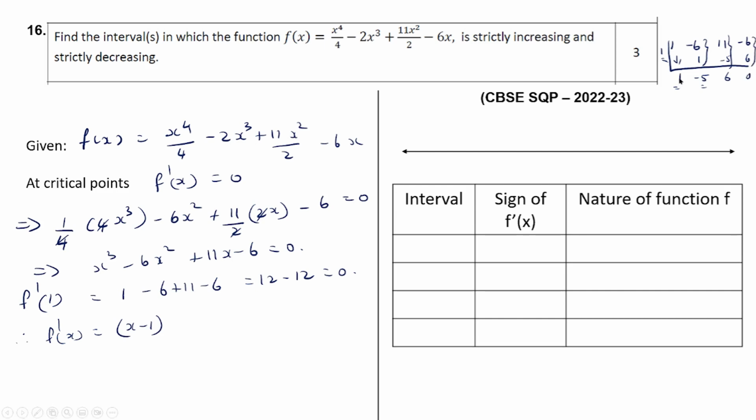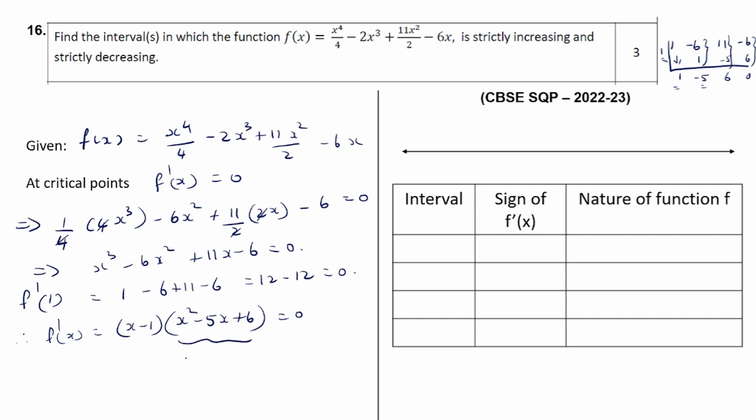Now this represents the coefficient of x square. This represents the coefficient of x. This is the constant term and this is the remainder. Here the remainder is 0. So we have x minus 1 into x square minus 5x plus 6 equal to 0.